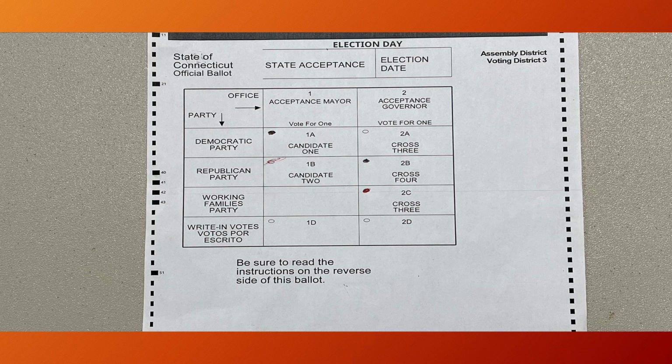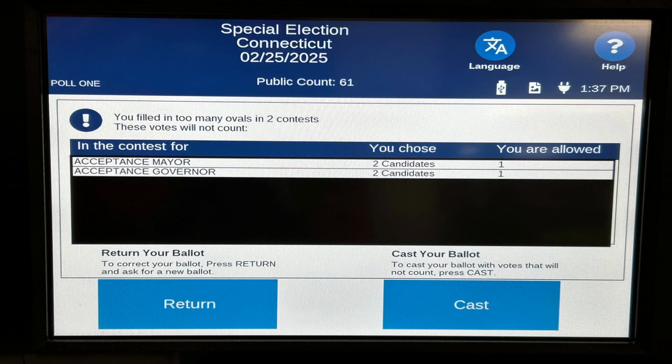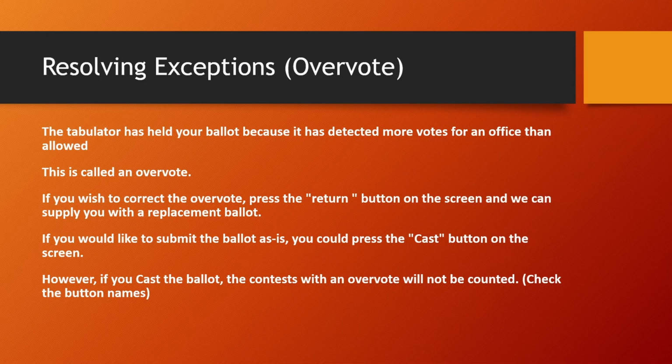Here the elector has voted for multiple mayoral candidates. In this sample election, electors are only permitted to vote for one candidate in this contest. In the event of an overvote, the tabulator will hold the ballot and prompt the elector to make a decision. The tabulator tender should tell the elector, "The tabulator has held your ballot because it has detected more votes for an office than are allowed."